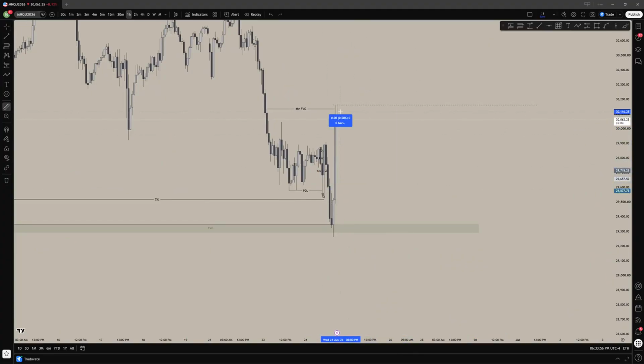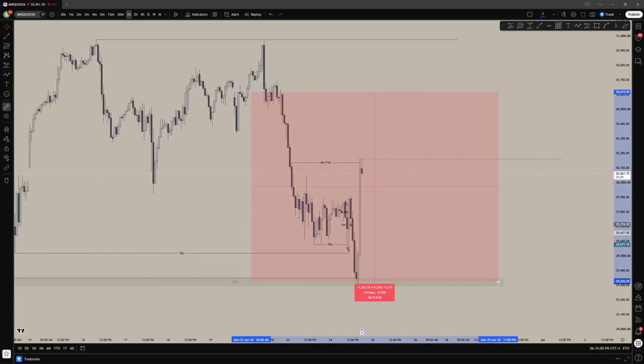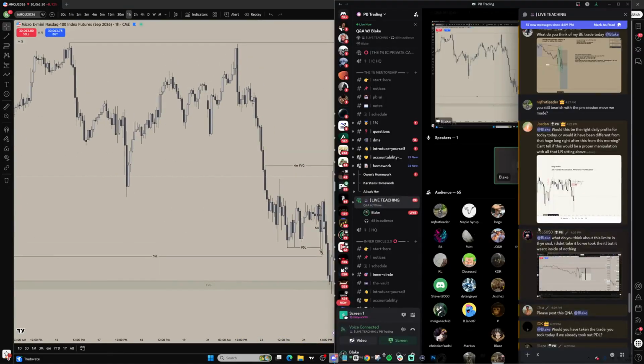Or if we have a gap here and this gets inverse, where do we then go? Down to here. So we just got to see what we want to do inside of this range. But yeah, great spot for tomorrow for sure.